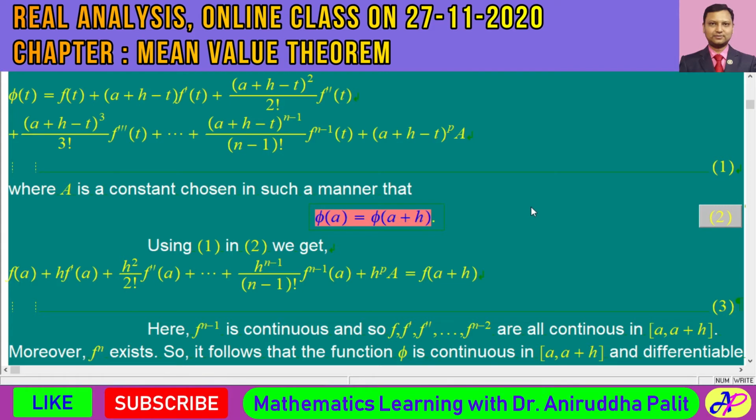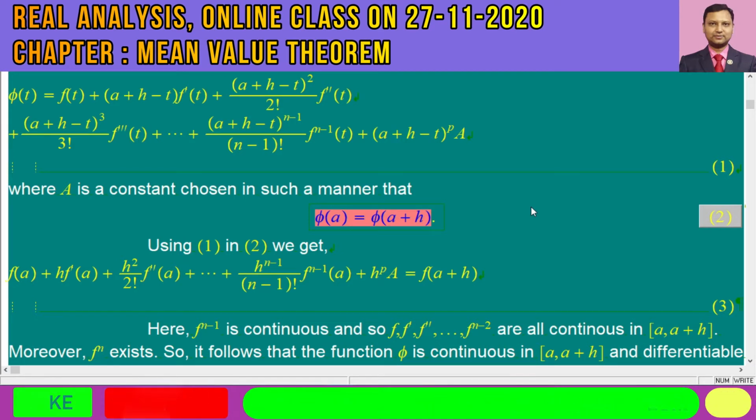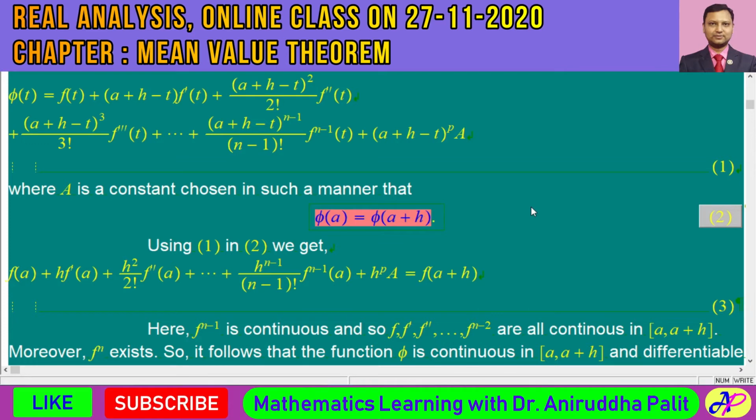So is this much clear? Is it clear how I am constructing the phi function?